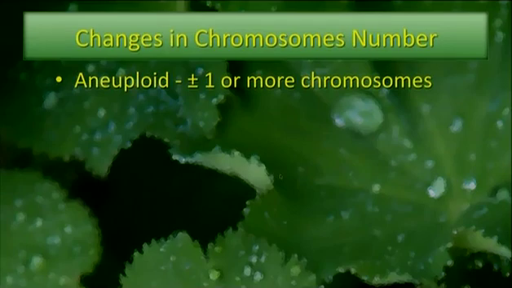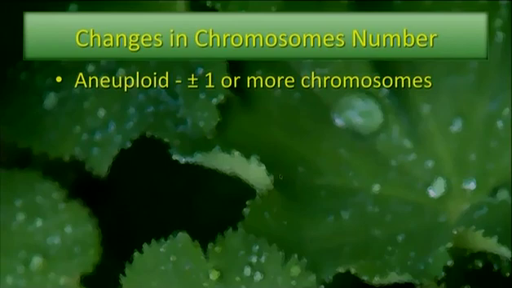So, an aneuploid has one or more chromosomes more, or one or more chromosomes less than normal. If one of these gametes is involved in fertilization, it can lead to cells that are aneuploids. That's what they're called.